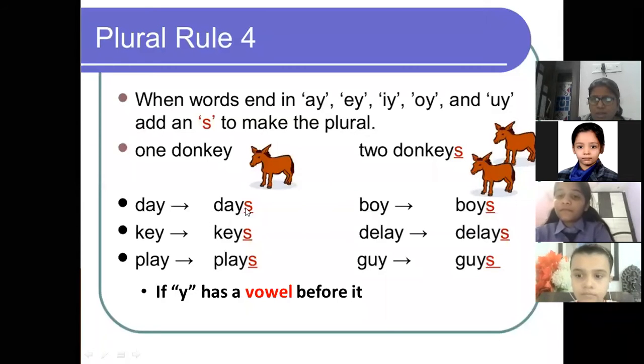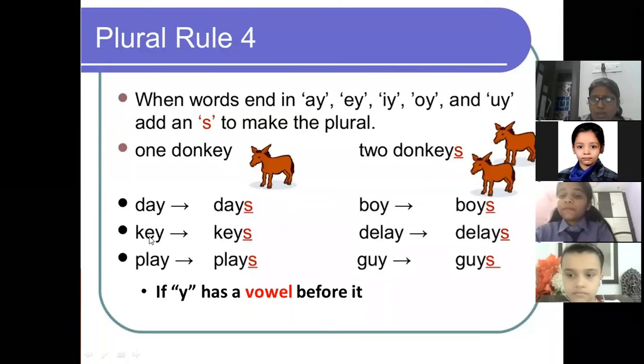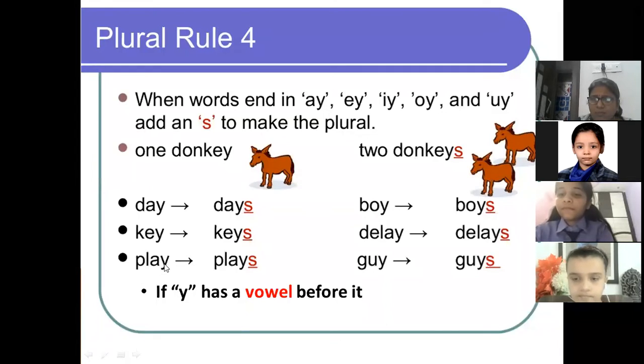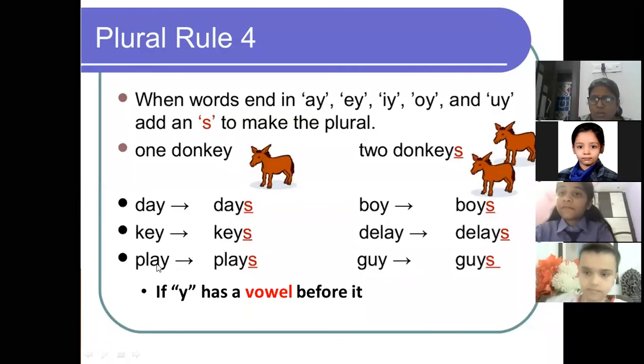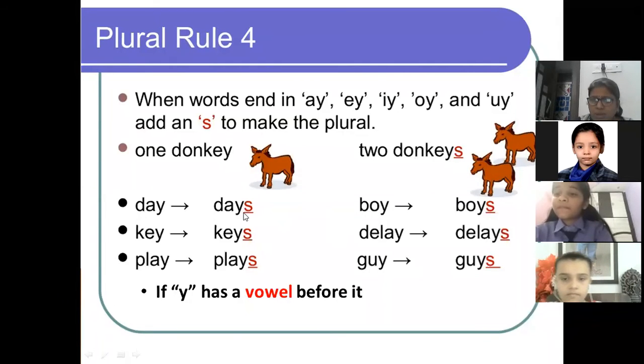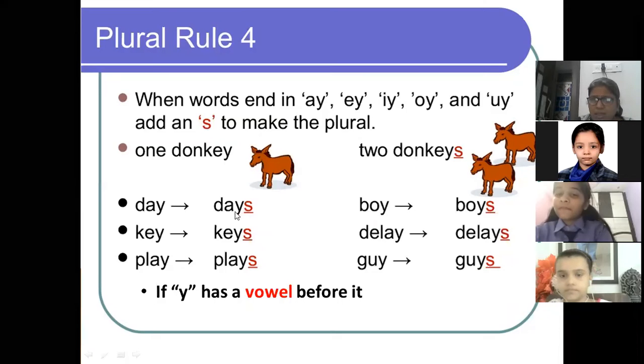Day changed into days. Key, before Y is E, so key is becoming keys. Play, play. Y is the last letter. Before Y is A. So now it is becoming plays, plays. So these examples are telling us that when the word is ending with Y and it has a vowel before it, we simply add S and make it plural.